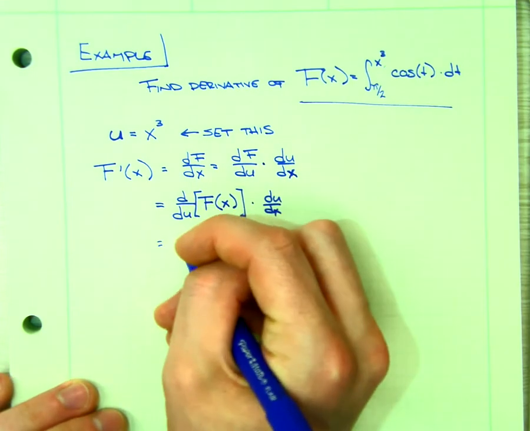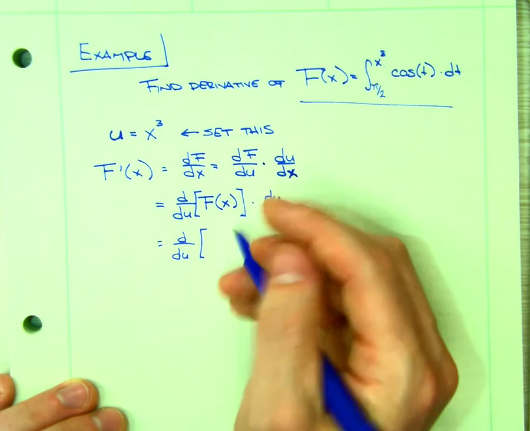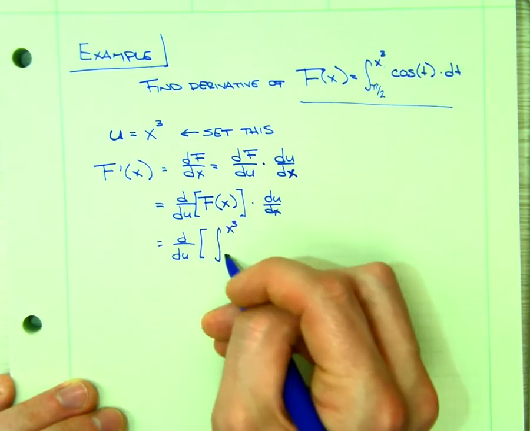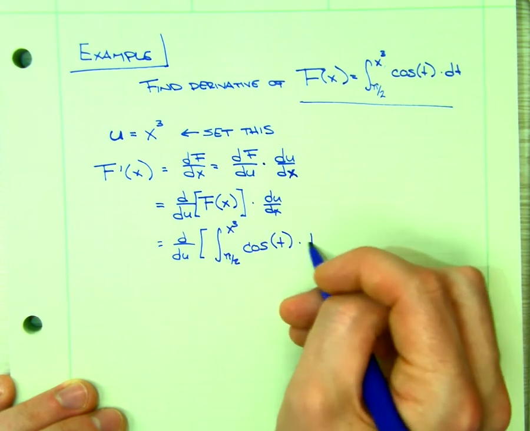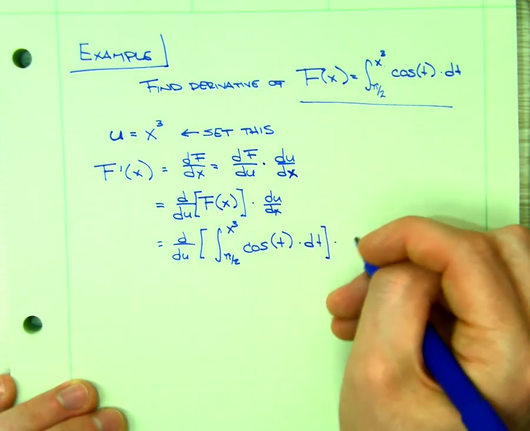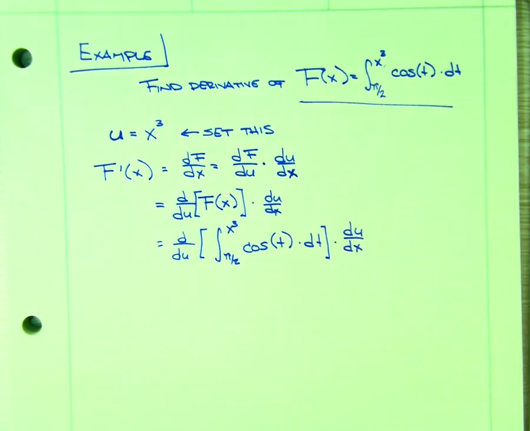So now I can just plug this in. So I can say d du of, instead of f of x, I can plug this in right here: the integral from x cubed to pi over 2 of cosine of t dt. Now, if you're not entirely sure where I'm going with this, that's totally fine. Just bear with me. This is complex stuff. Complex math. Welcome to AP.